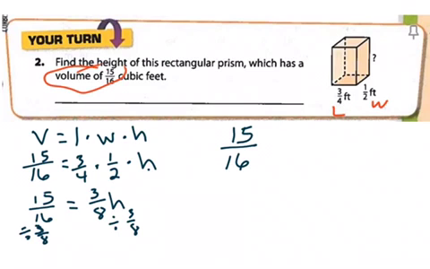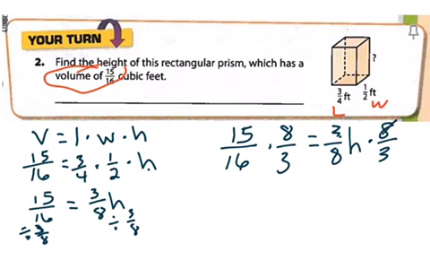15/16, and I'm going to say times 8/3, because I need my reciprocal, is equal to 3/8 h times 8/3. Well, these cancel out, so on this side, I'm just left with h. On this side, I need to do my multiplication.